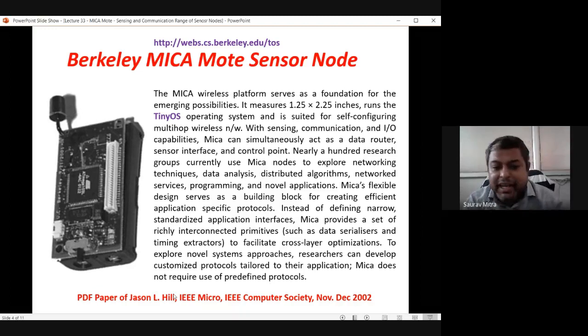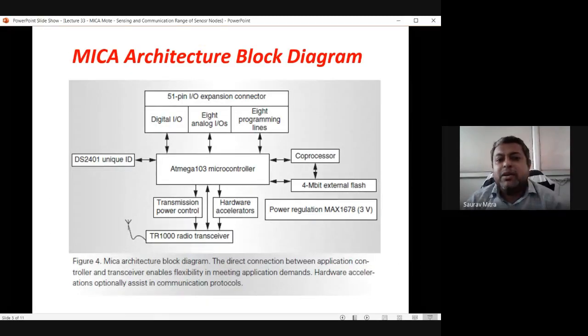So today I'll upload this paper of Hill. Please check this paper of Hill as well. I explained these things already. So what are the main important things you have to remember? The ICs, you have to remember the flash memory, what is the size, you have to remember the number of IO pins, that is 51. You have to remember this is a unique ID, which is given to the serial interface. You have to remember the coprocessor is not mentioned here, but there is definitely a coprocessor for sharing the burden on the microcontroller. And the main important thing is we are using the ATMEGA 103 microcontroller here. We are using the TR 1000 radio transceiver here. We are using MAX 1678 for power regulation. And there is a 51 pin input output expansion connector. And there are many digital lines, 8 analog lines and 8 programming lines.